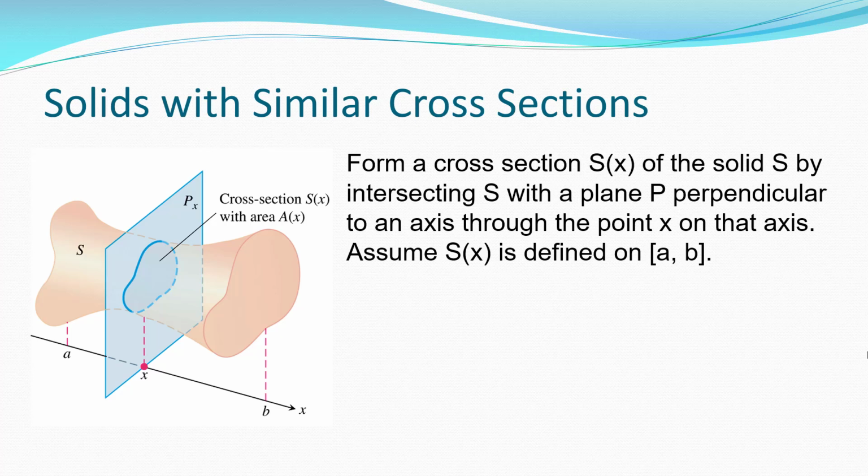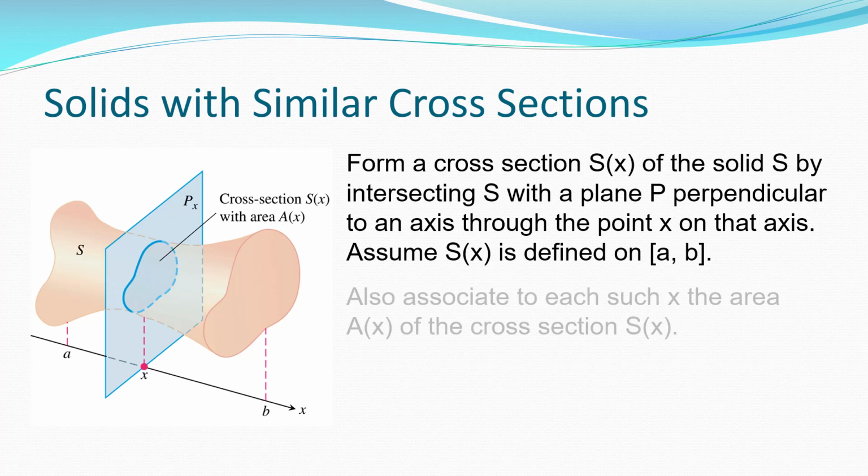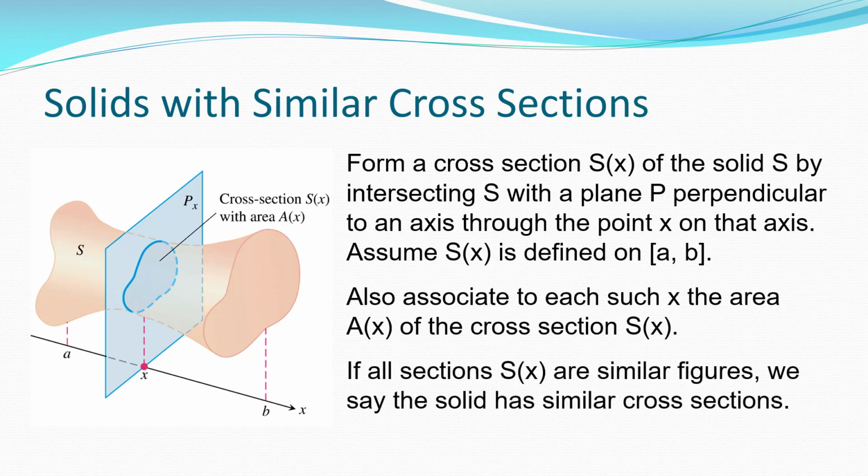First, some definitions. Form a cross-section S of x of a solid S by intersecting the solid with a plane perpendicular to an axis through a point x on that axis. Also assume that the overall cross-sections exist as long as x varies from a to b. Also associate to each such x the area A of x of the cross-section S of x. If all the sections are similar figures, then we say that the solid has similar cross-sections, and we can use some clever integration in order to find the volume of the solid.